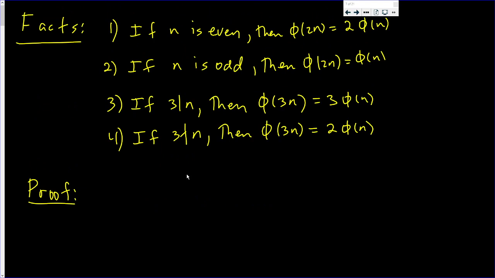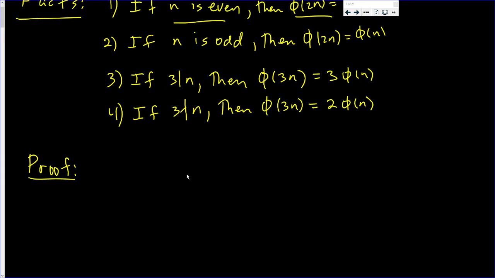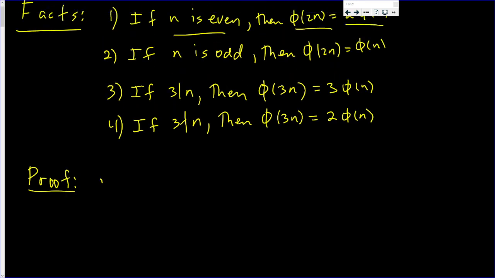In this problem, I want to first prove that if n is even, then phi of 2n is 2 times phi of n. Okay, so n is even. This is the proof of the first one. That implies that n is 2 to a power k times m, where there's no 2's in that m. That is, the GCD of 2 and m is 1.